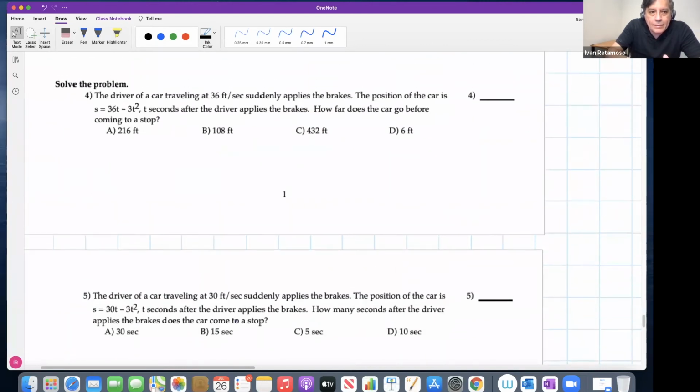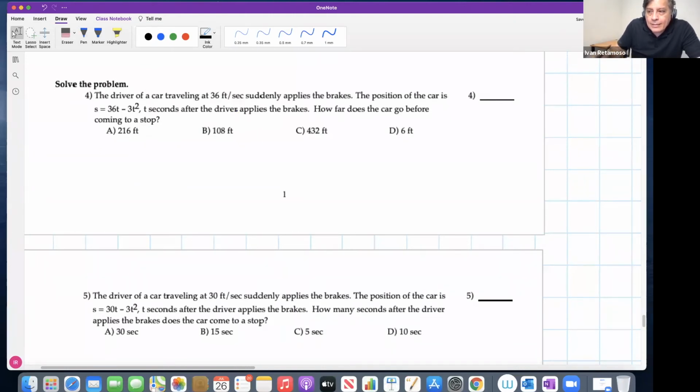Yeah, this is similar. Here it says the driver of a car traveling at 36 feet per second suddenly applies the brakes. The position of the car is s equals 36t minus 3t squared, t seconds after the driver applies the brakes. How far does the car go before coming to a stop? Before coming to a stop.